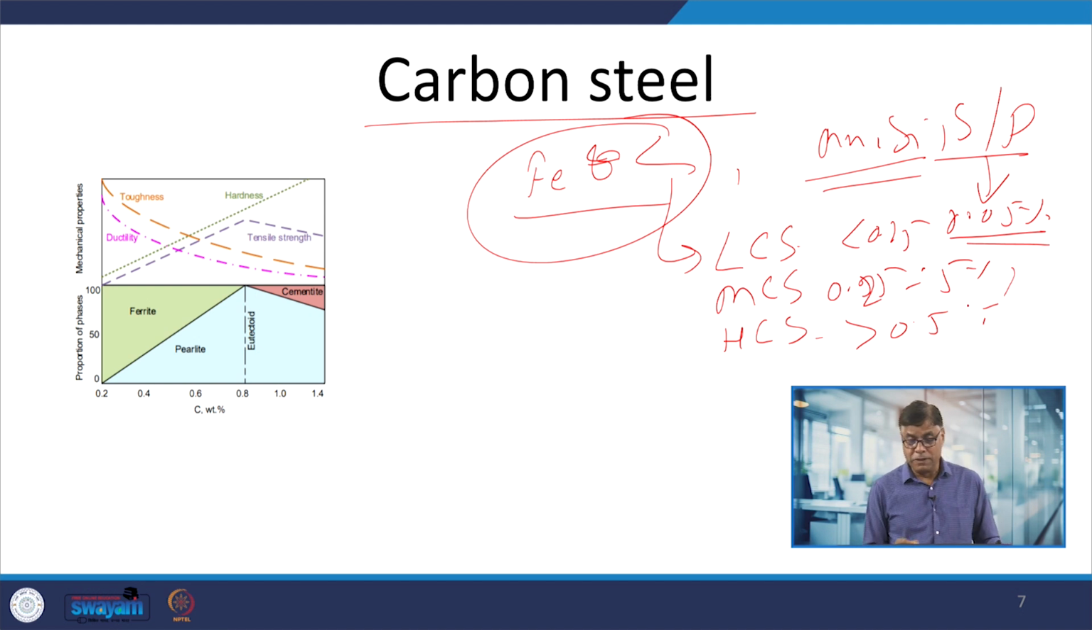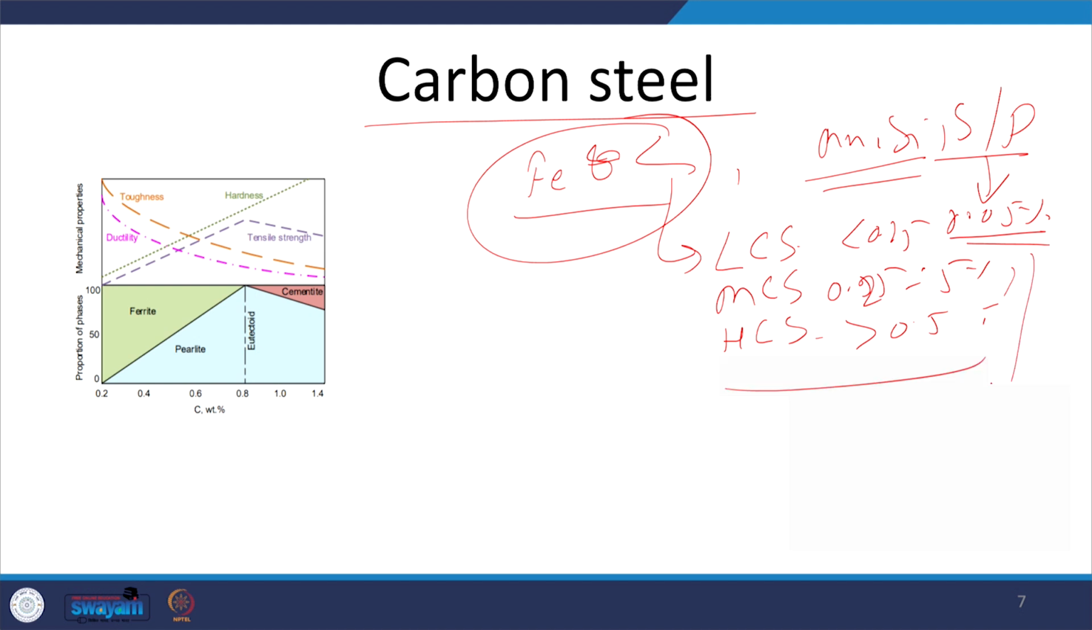So, what happens when the carbon content in steel is increased? Increasing the carbon content in steel increases the pearlite percentage, decreases the ferrite percentage, and beyond the eutectoid point we are able to see the cementite as the third phase. Okay. And what happens to the properties when the carbon content is increased? Our ductility comes down, toughness comes down, hardness keeps on increasing and tensile strength increases up to the eutectoid point and then it starts decreasing.